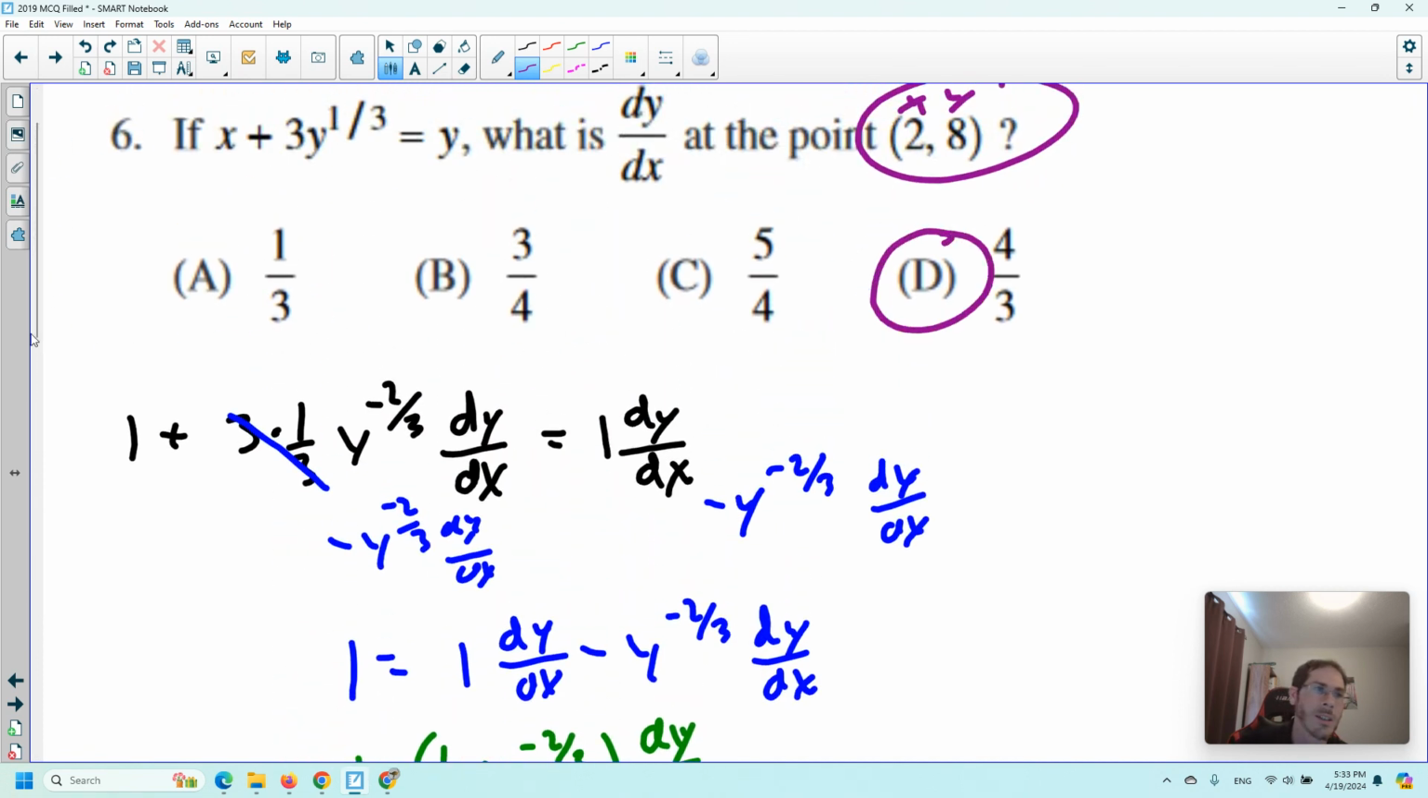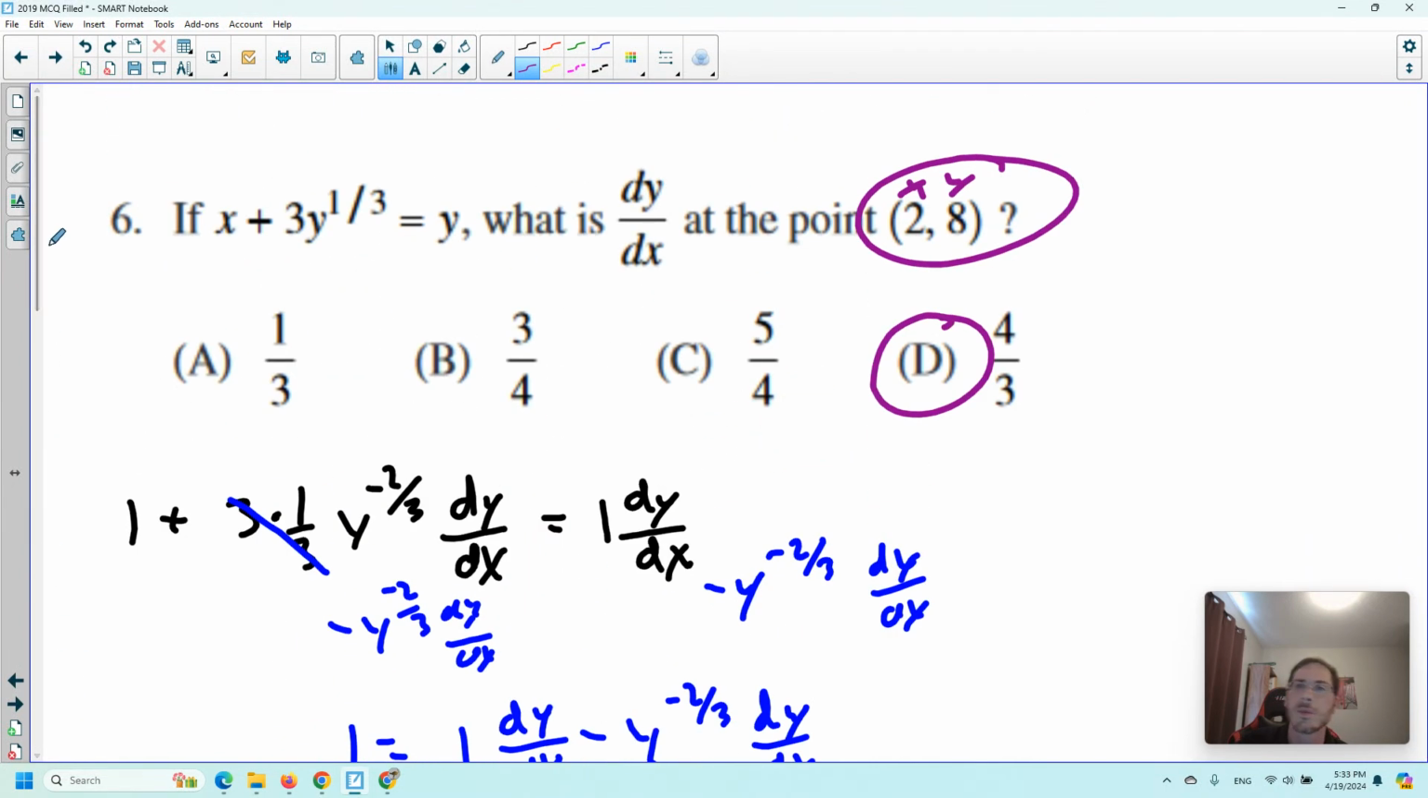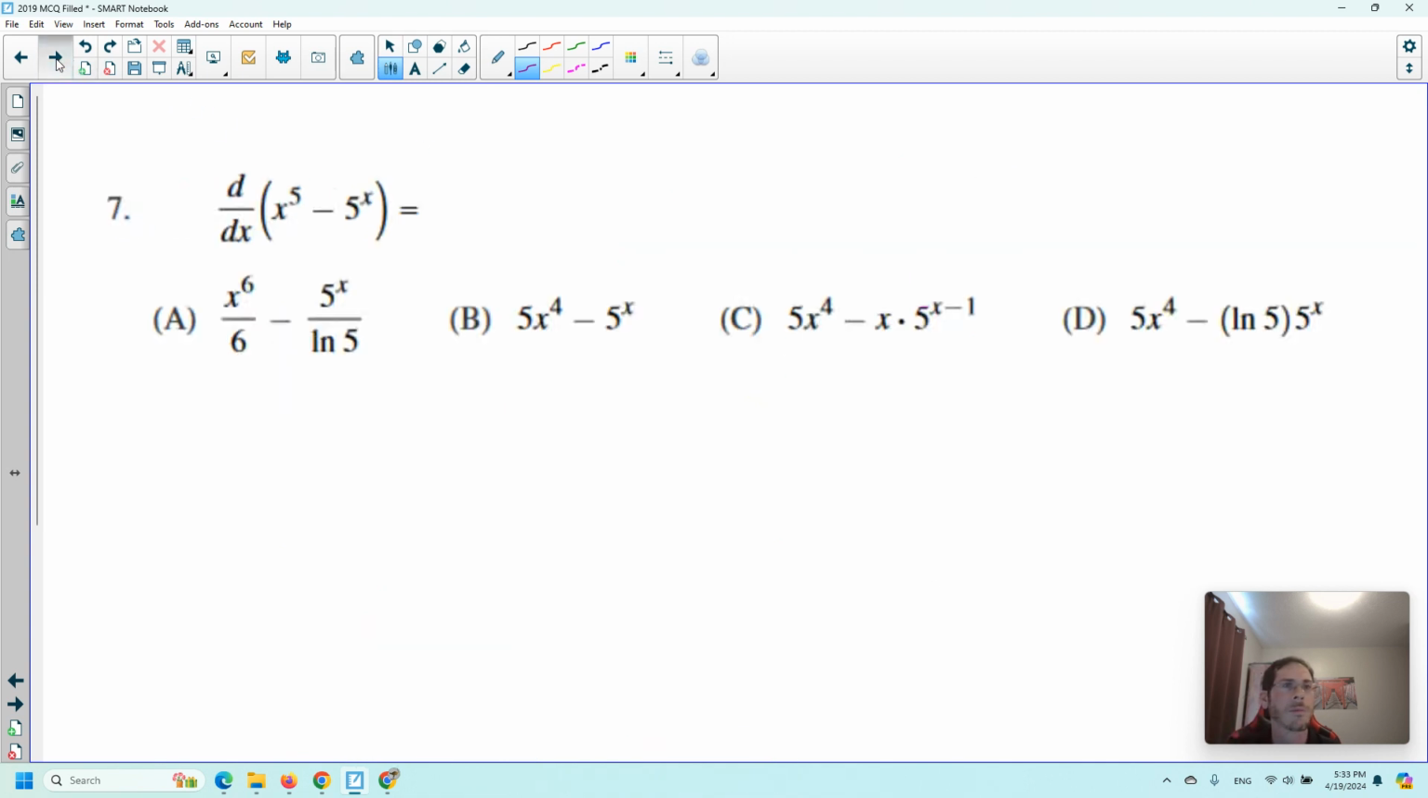That's not what we got. That is what we got. All right. So there we go. So it looks like we got D. So again, little implicits. That's how to run it through.